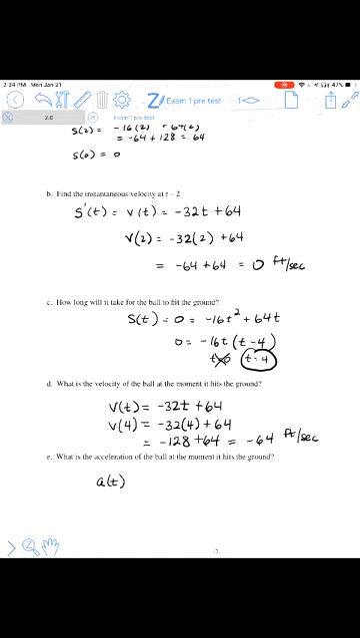The acceleration is the derivative of the velocity. Acceleration is a force, and the only force acting on this ball is gravity, and negative 32 feet per second squared is the effect of gravity on any falling object.